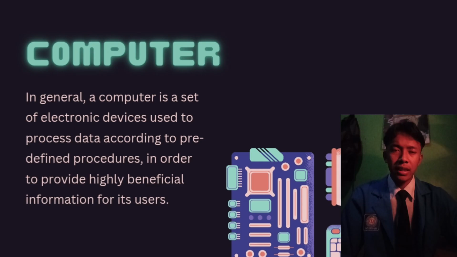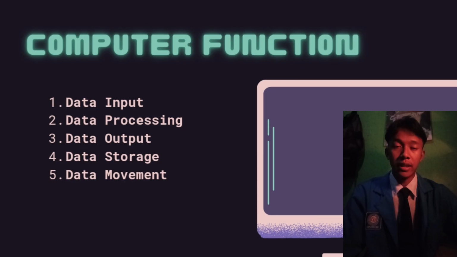Computer. In general, a computer is a set of electronic devices used to process data according to predefined procedures in order to provide highly beneficial information for each user. Computer function. Data input. The computer is capable of receiving information or data from external sources. This data is easily received through various activities using the keyboard, mouse, other computer, or additional peripheral device.